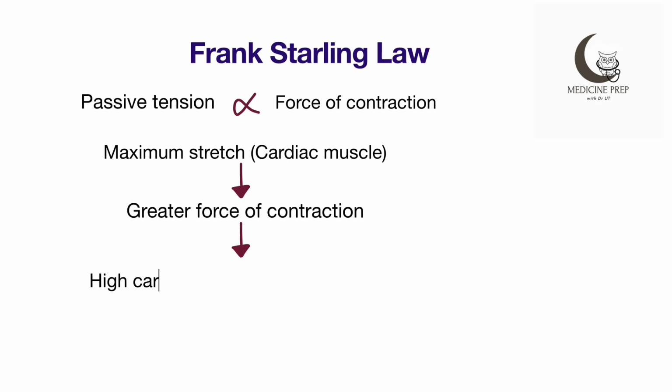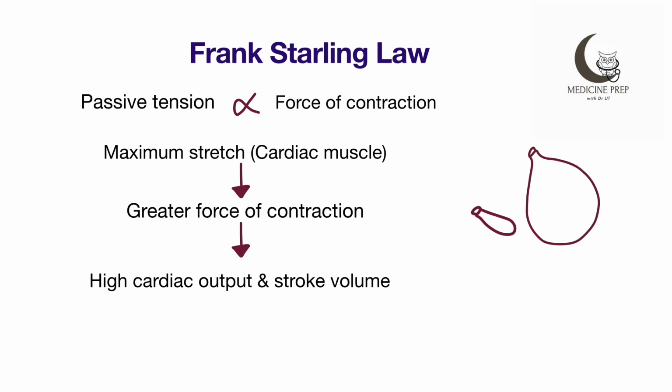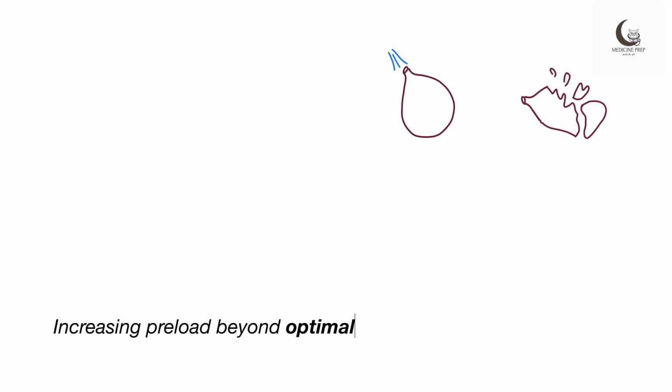To further simplify it, let's take the analogy of blowing air inside a balloon. To blow it up to an optimum size, the amount of stretch in the balloon is directly proportional to the amount of air inside the balloon. So our preload is directly proportional to end diastolic volume. Now coming back to our balloon, if you continue to fill it with air after it has reached its optimum size, the balloon will burst. So likewise, if you continue to stretch the cardiac muscle beyond its optimal length, the force of contraction will reduce and the stroke volume will fall.